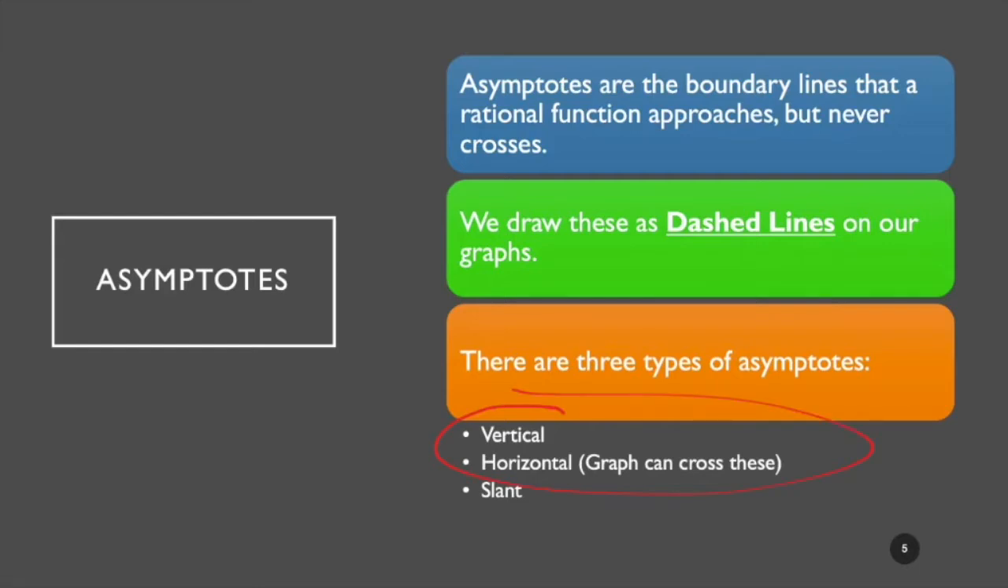Now for horizontal asymptotes, there's a little parenthetical phrase there that says the graph can cross these. So it sounds a little different from what we set up, that asymptotes never get crossed. With horizontal asymptotes, you're going to have multiple parts of the graph, and some of your graphs will cross them, but other ones will not. One part of your graph will get close to it, but other parts will cross it. All right, but we will not be doing the slanted ones. I just want you to know that there are slanted asymptotes, but we won't talk about them in class.